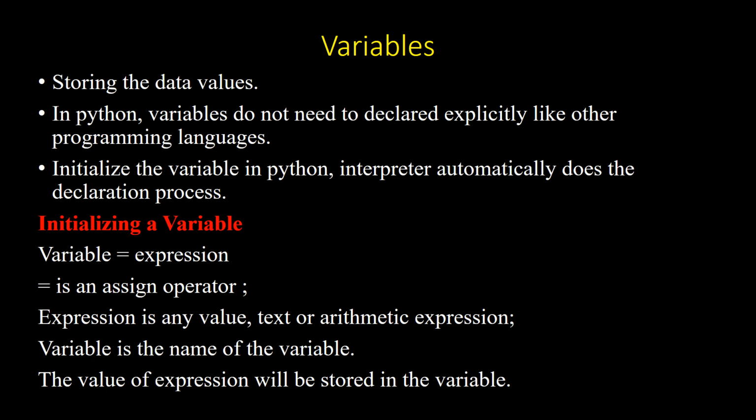In Python, variables do not need to be declared explicitly like in other programming languages. Initialize the variable in Python, and then the interpreter will automatically do the declaration process. Here is how we are going to initialize a variable in Python: variable equals expression.